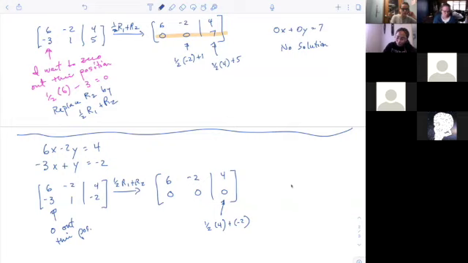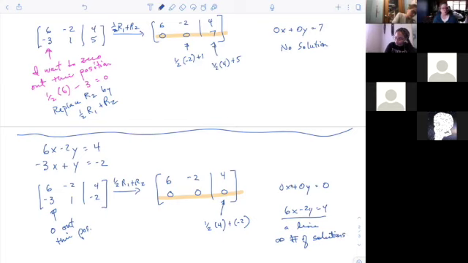All right, so at this point, now if I look at my last row down here, it just says 0x plus 0y equals 0. Well, big deal, all right? That really tells us nothing. It tells us absolutely nothing because any x and y satisfy that equation. So we're left with just the first one, which says 6x minus 2y equals 4. This is a line. So infinite number of solutions, right? Anything on that line is a solution.